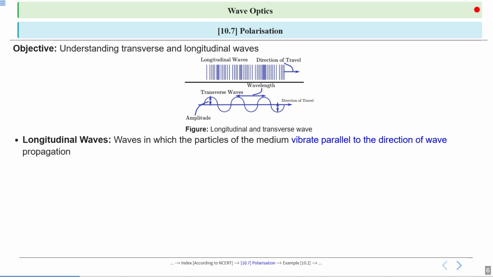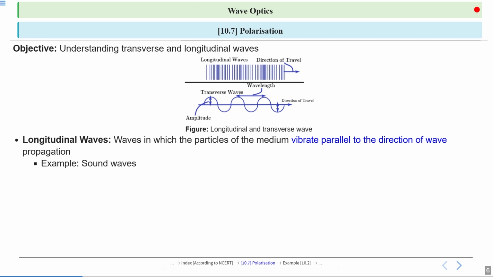So let's start by examining longitudinal waves. In these waves, the particles of the medium vibrate parallel to the direction of wave propagation. This means that as the wave moves, the particles move back and forth in the same direction as the wave. So they move back and forth in the same direction as the wave propagation. This is a key characteristic of longitudinal waves.